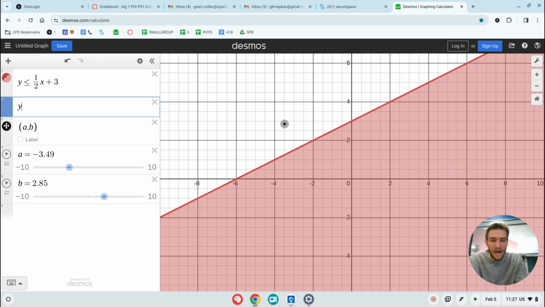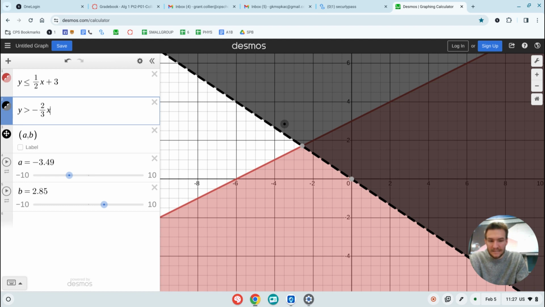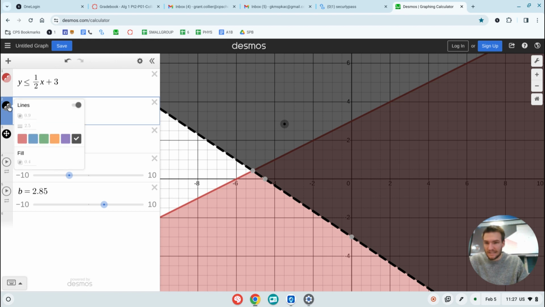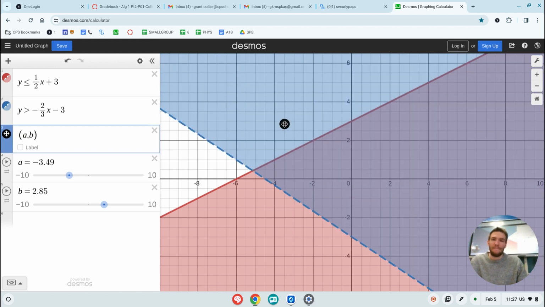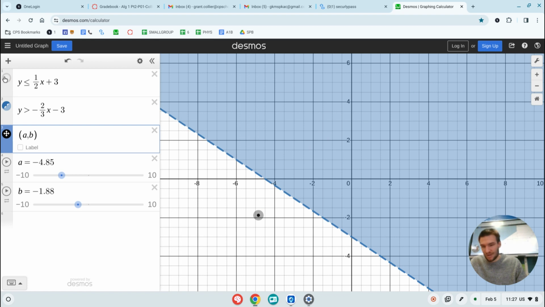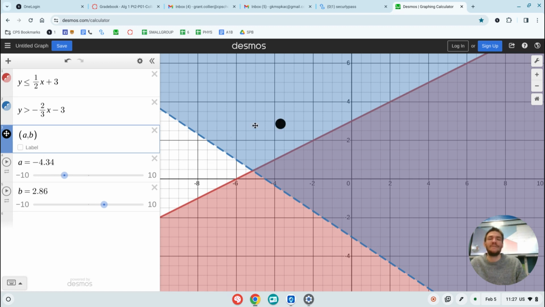Let's say I type in y greater than negative 2/3 x minus 3. Okay? And let's change this color so that it's blue. Here we go. This is what we're going to be working with in part B. You have multiple graphs. You have the red graph. It's not that complicated. It's a solid line. It's shaded below. Now we're talking about blue. You have a blue graph. It's not that complicated. It's a dashed line. It's shaded above. And you have both of them at the same time.